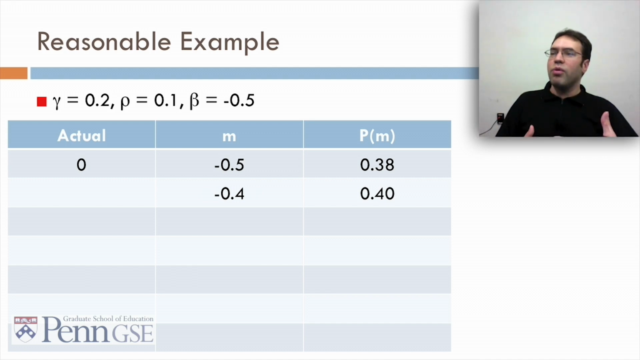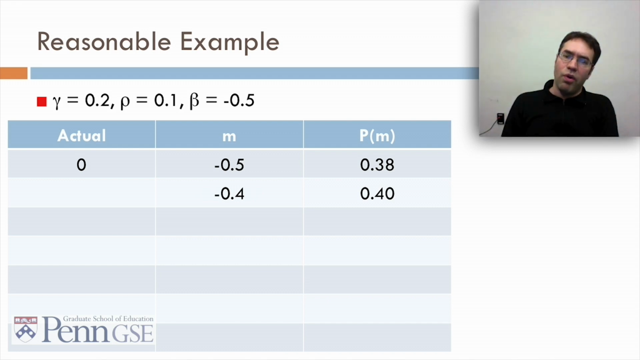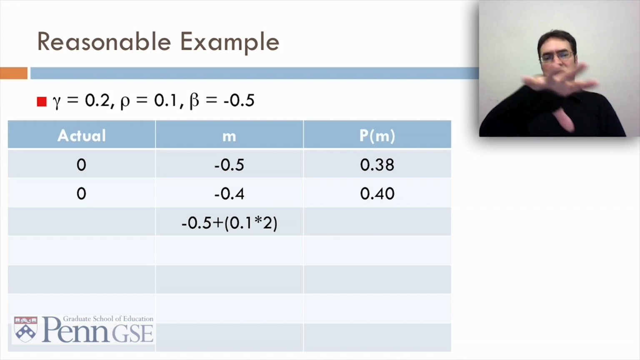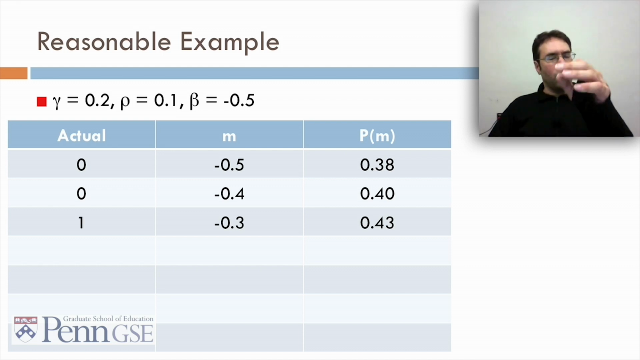Even though they got it wrong, we're saying they still learned more than the evidence of them being wrong told us. And in fact, let's say the actual is 0. In this case now, the m will be negative 0.5 plus 0.1 times 2. We've got 2 failures now that are weighted 0.1 for rho. Negative 0.3 is the result, which gives us a p of m of 0.43, and the actual is 1, let's say. So now they have 2 failures and 1 success.